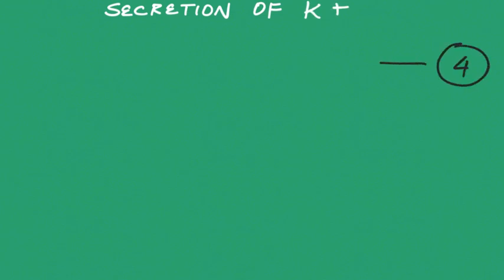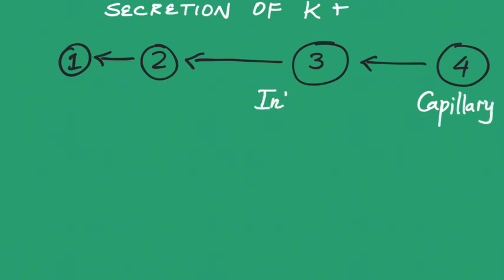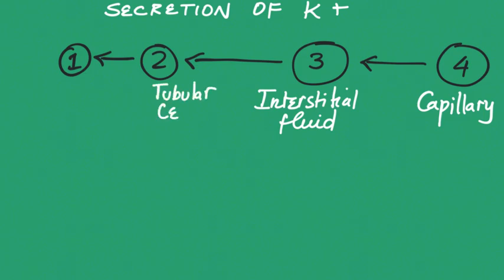Let's consider the secretion of potassium from the capillaries to the renal tubule. It is important to get rid of potassium from the blood because too much potassium in the blood can cause cardiac arrest. So we have to go backwards. 4 is the capillary, so the potassium must leave the capillary, and 3 is the interstitial fluid. Now the potassium must enter the tubular cell, and then it must leave the tubular cell to enter the lumen.